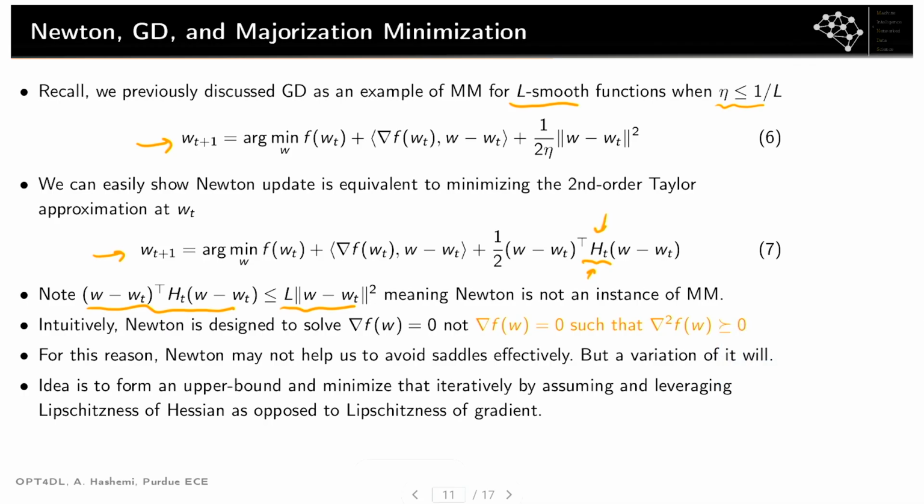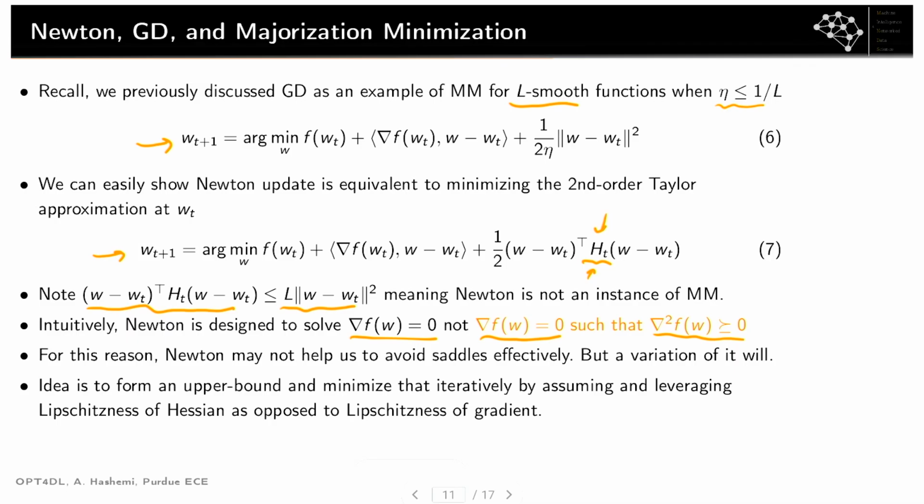Because of this reason, the Newton method is not going to be helpful when it comes to avoiding saddle points. Intuitively, what is happening is that, again, the Newton method is designed to solve first order stationary conditions. So by design, we are trying to find a point at which the gradient is 0. We are not actively trying to avoid simple saddle points. In particular, we are not finding a point at which the gradient is 0 such that the Hessian is positive semi-definite in order to find a second order solution.